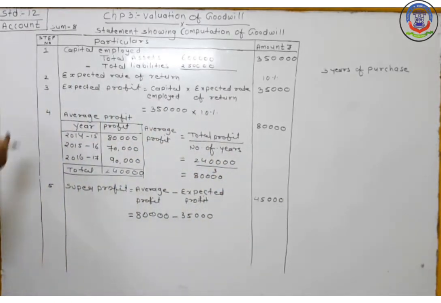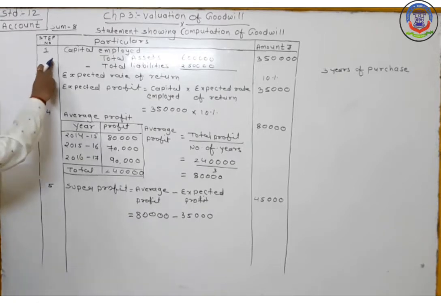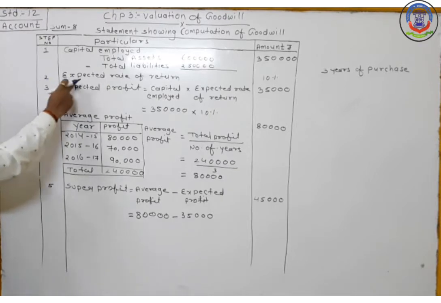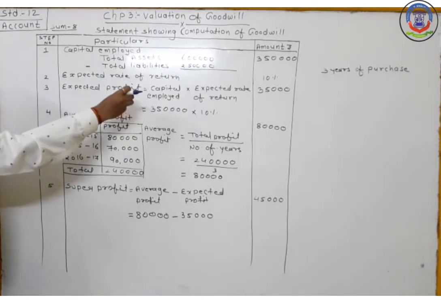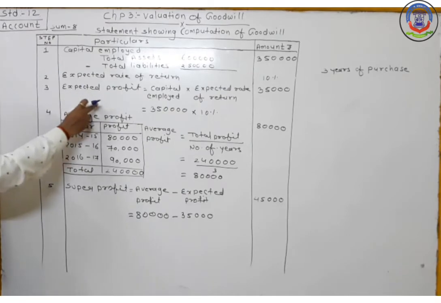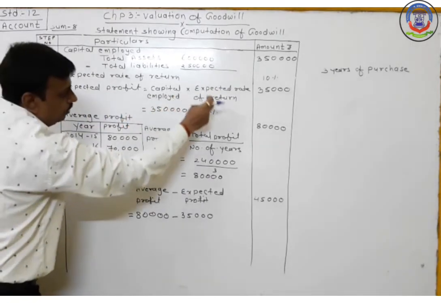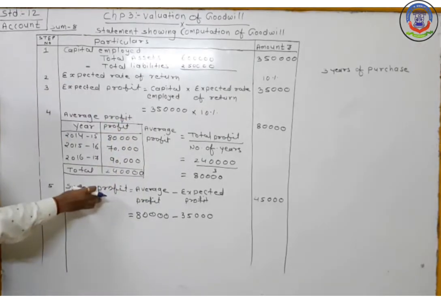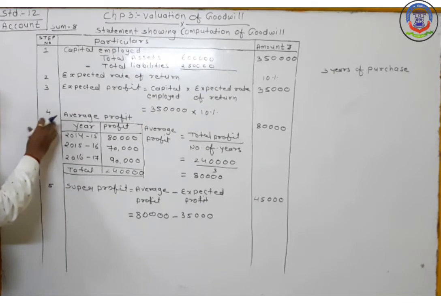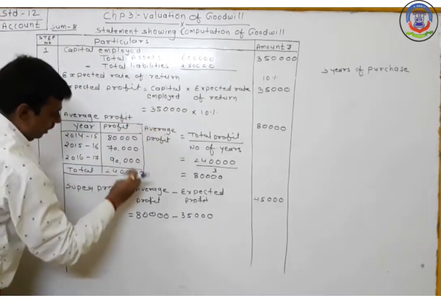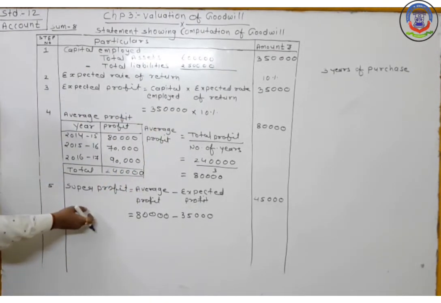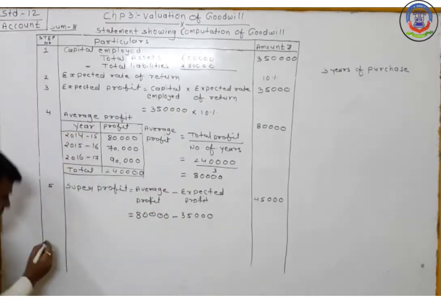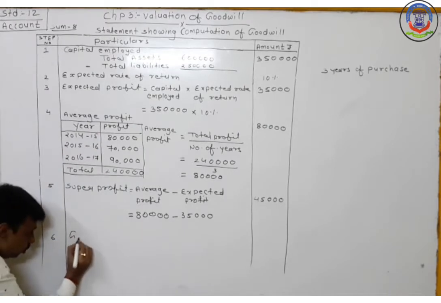The super profit is rupees 45,000. Now to recap: the first step, capital employed, is total assets minus total liability. Step number 2, expected rate of return, is mentioned in the sum. Third step, expected profit, is capital employed multiplied by expected rate of return. Fourth step, average profit, or it may be weighted average profit. Fifth step, super profit equals average profit minus expected profit. Now, the last step, step number 6, is goodwill.